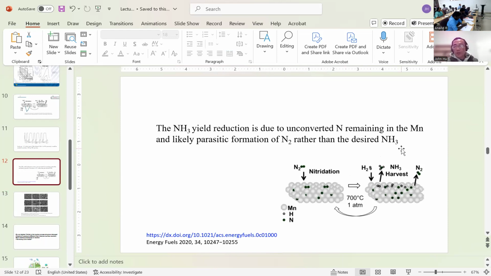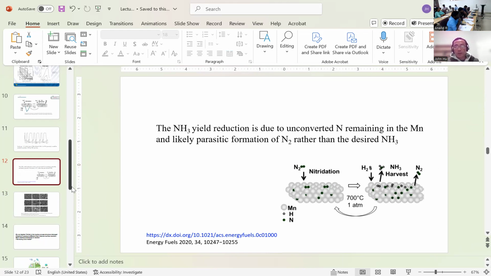So then why is the yield decreasing? They interpret it. This cartoon is from the first paper, but they use their cartoon to interpret. Why? Because the reason the yield decreases is N2 coming out. The desired product is ammonia, but N2 keeps coming out because of the so-called bulk nitrogen, which does not go to ammonia, it goes to N2. That's why the ammonia yield decreases. It's a little bit complicated.